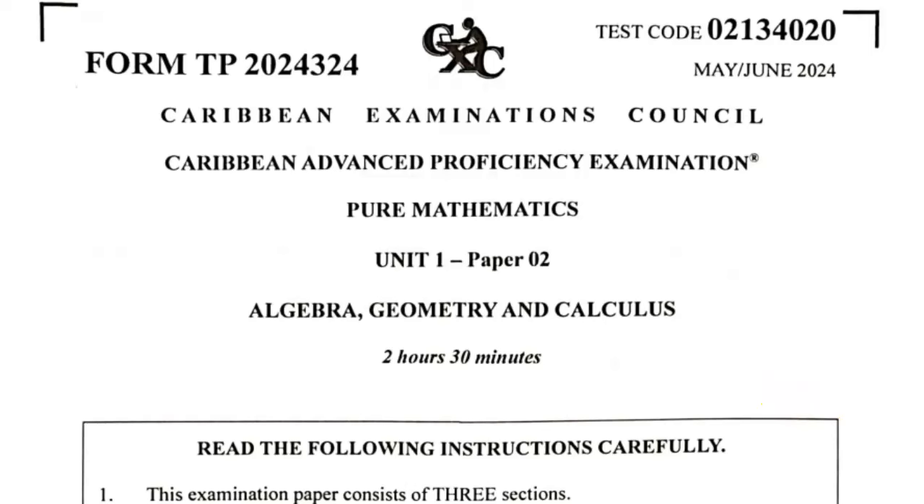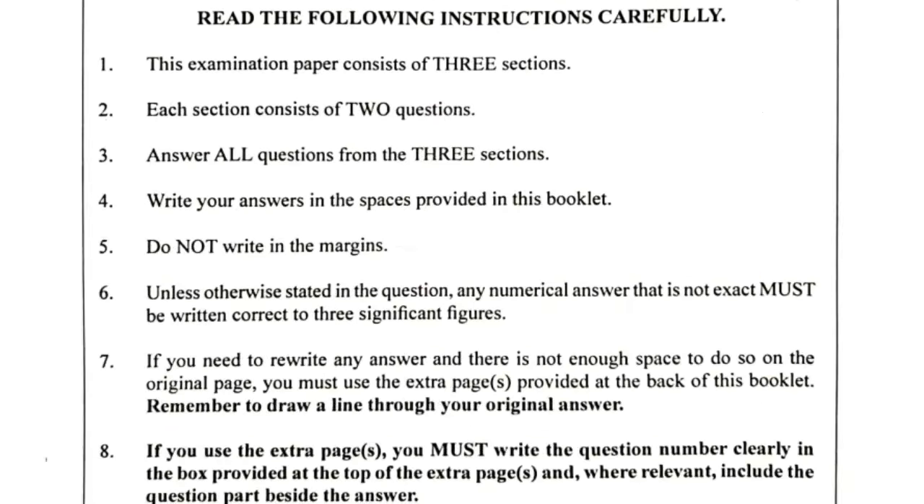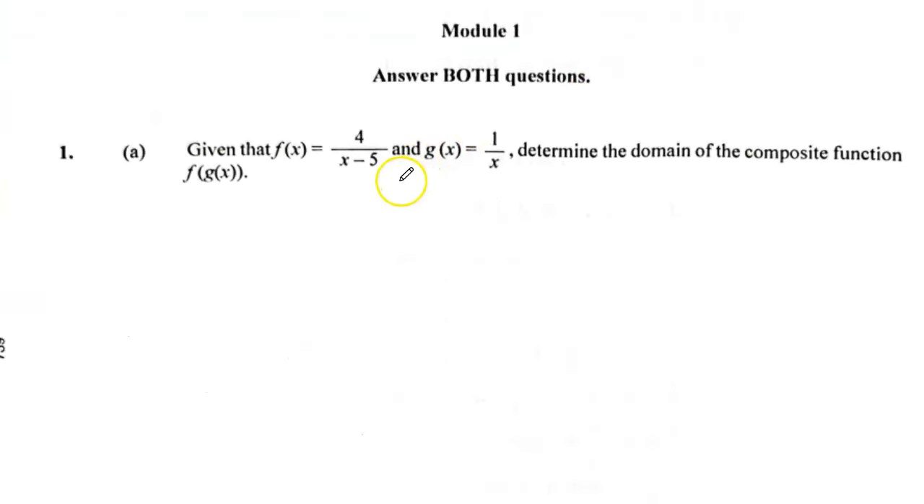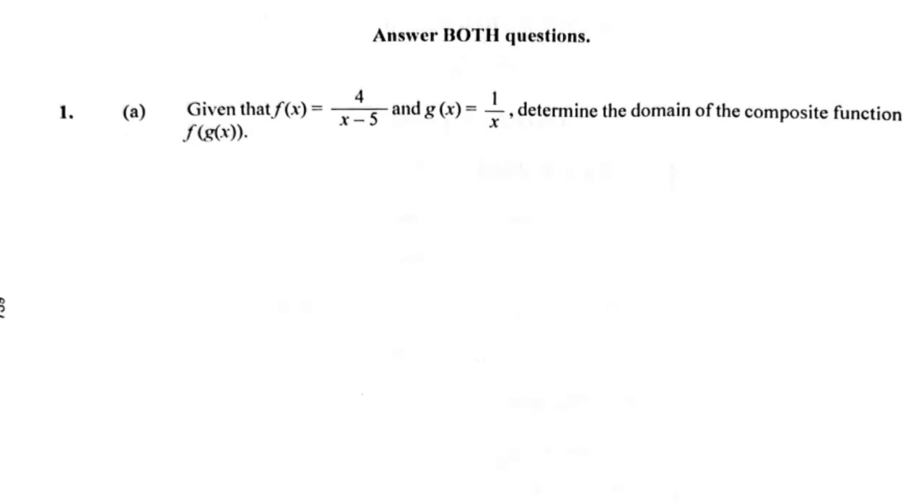Okay, Pure Math 2024 exam. Let's get into it. So question 1. Given that f of x equals 4 over x minus 5 and g of x equals 1 over x, determine the domain for the composite function f g of x.